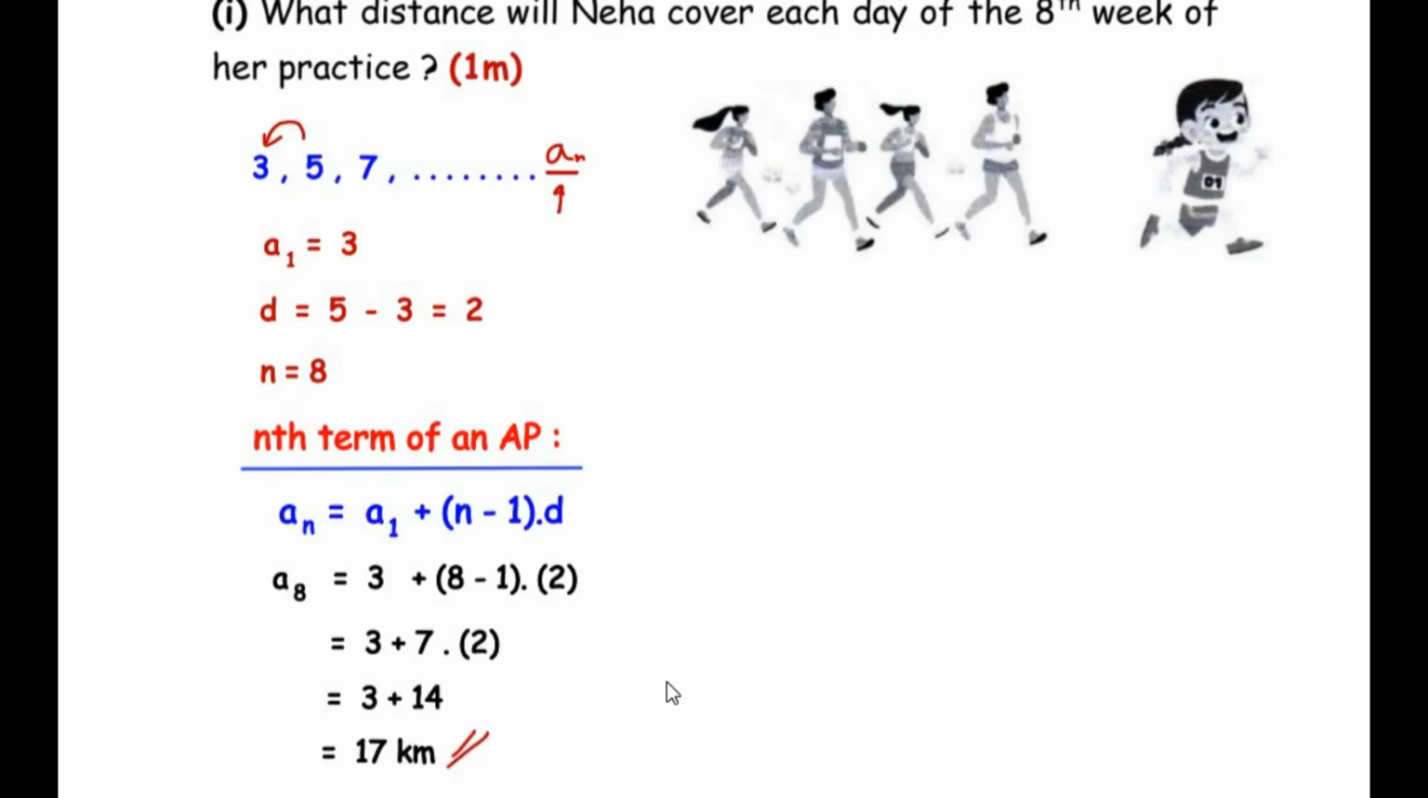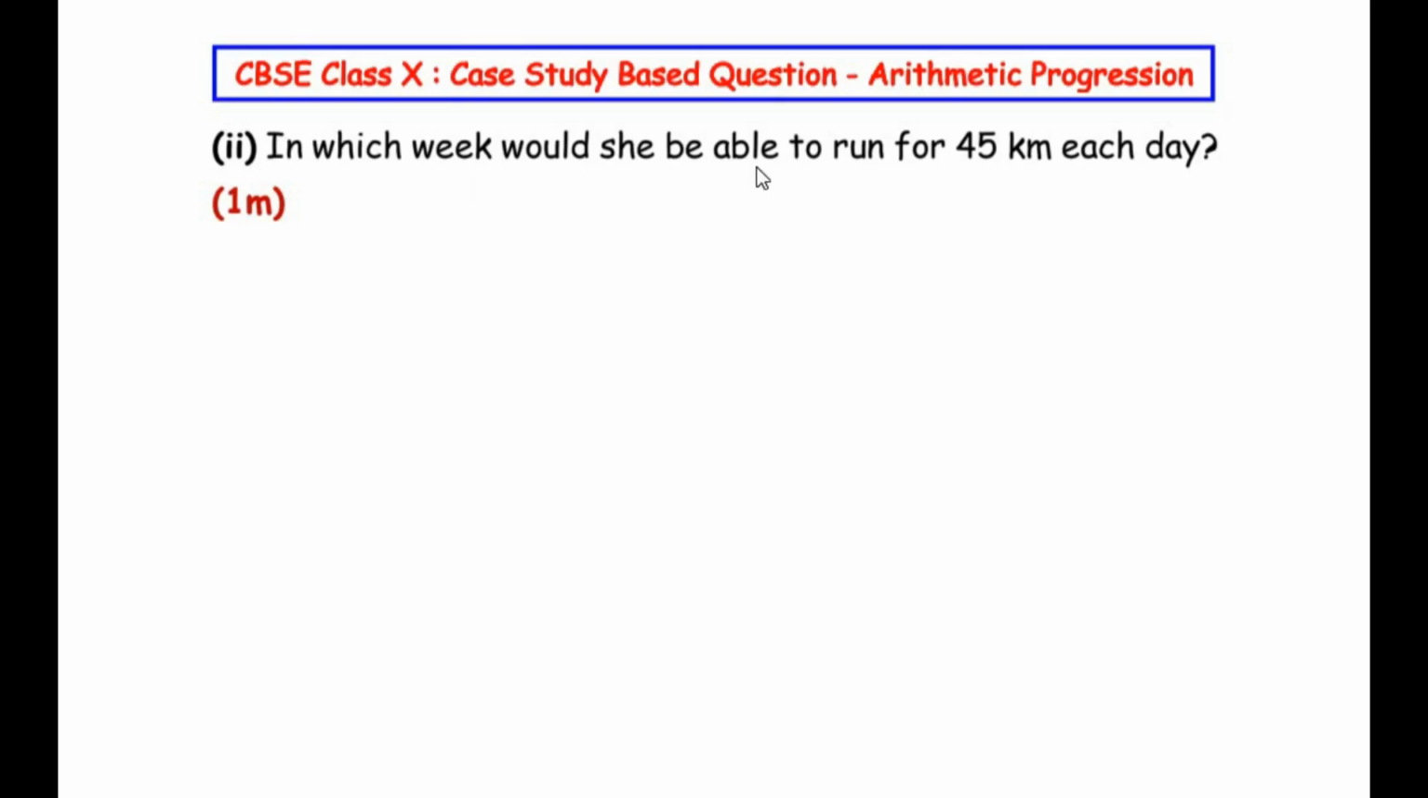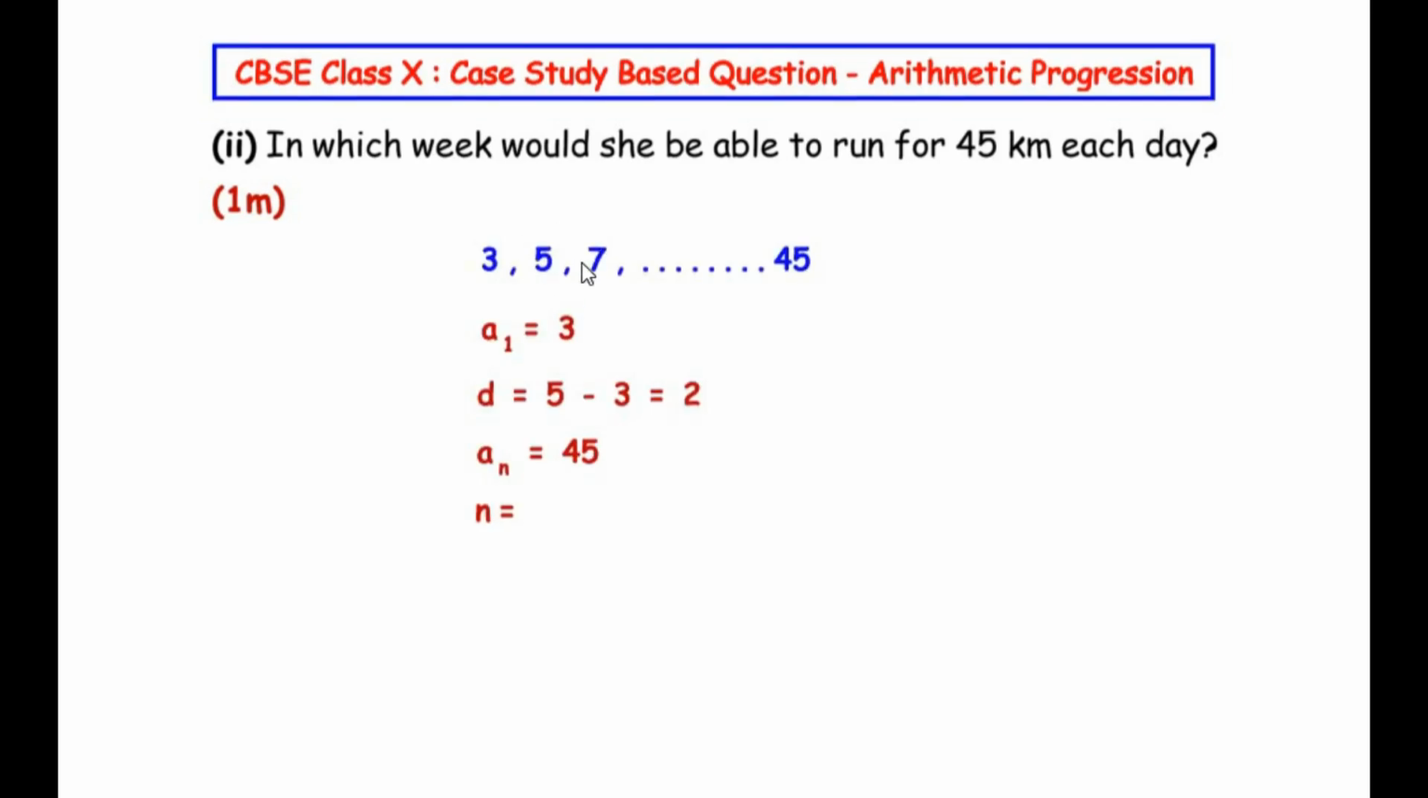Now let us move on to the second sub question. In which week would she be able to run for 45 km each day? So let us reconsider the sequence we have generated. This is the same sequence which we had generated for part 1 of this question, that is 3, 5 and 7. The difference is they have given us that in one of the weeks she is going to run 45 kilometers each day. We need to find out in which week she started running for 45 kilometers each day.